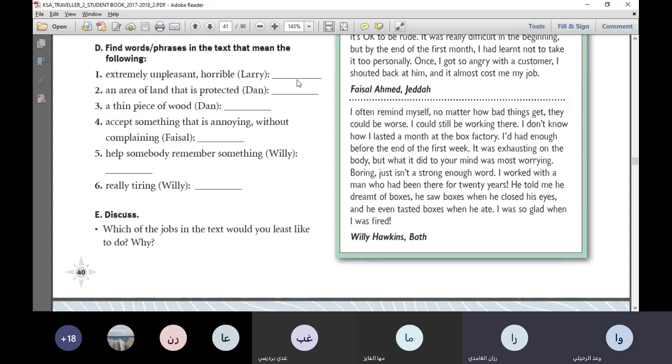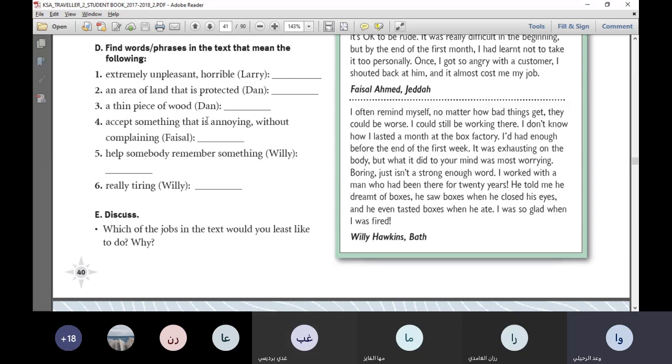Disgusting. Yes, so the meaning of something extremely unpleasant and horrible is disgusting. Number 2, an area of land that is protected. When we have animals in danger, and we want to keep them safe, we put them in an area of land that is protected. What do we call this area? Reserve. Yes, it's reserve.